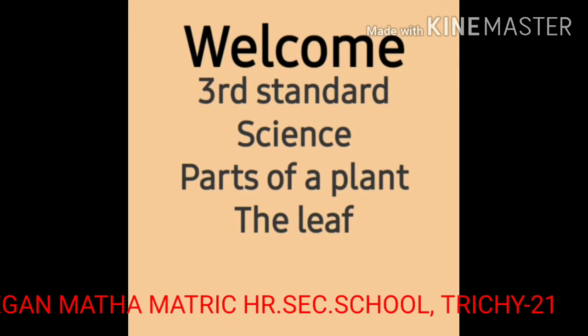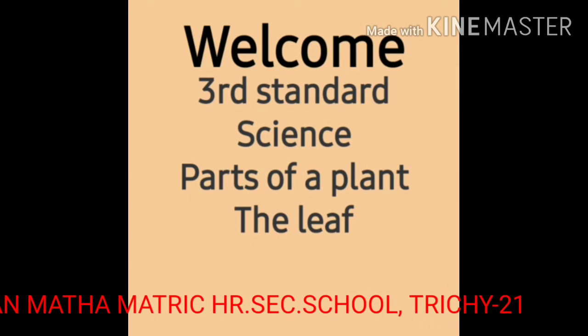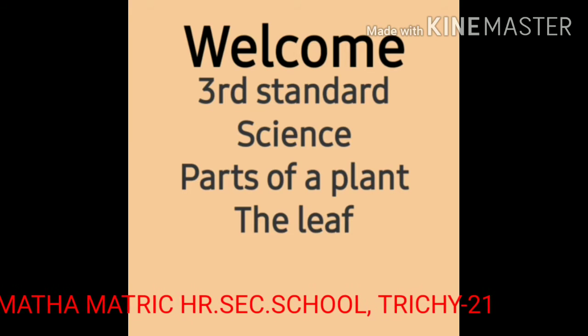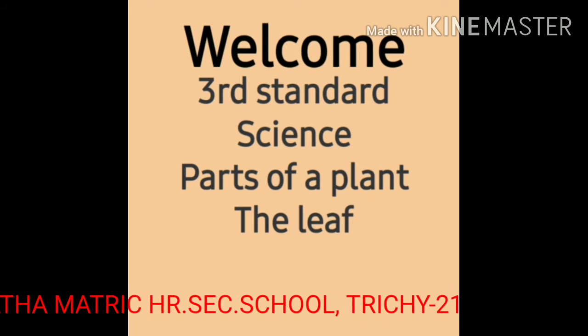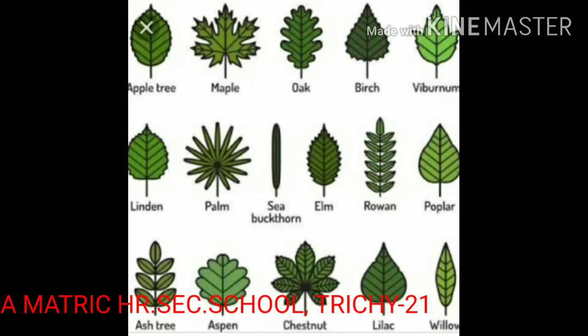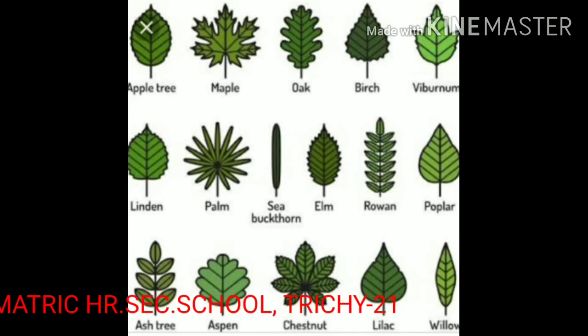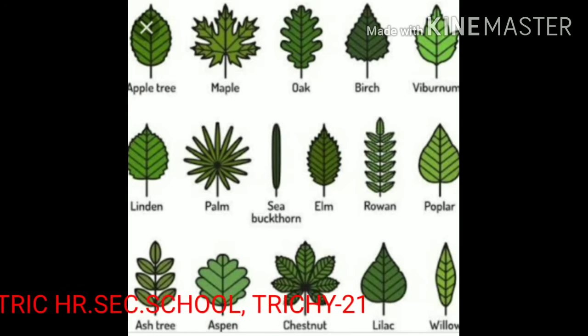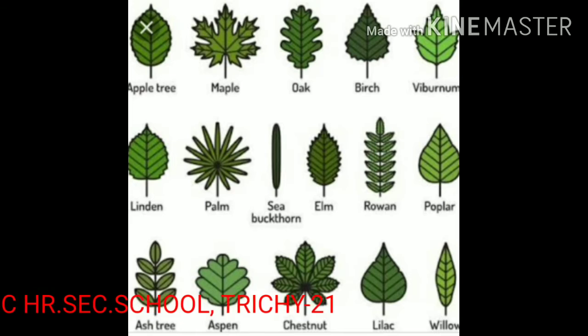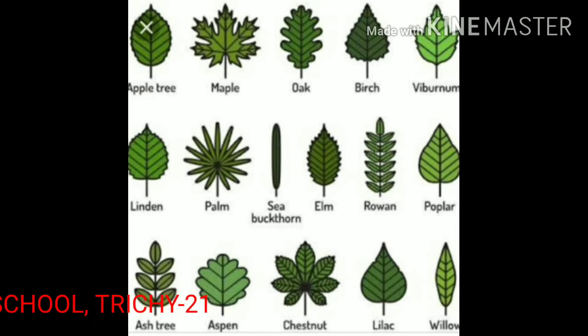In this video, we are going to learn one of the parts of a plant, the leaf, in detail. Most of the plants have green leaves. Why are the leaves green in color? Because they contain the green pigment called chlorophyll. They are of different shapes and sizes.